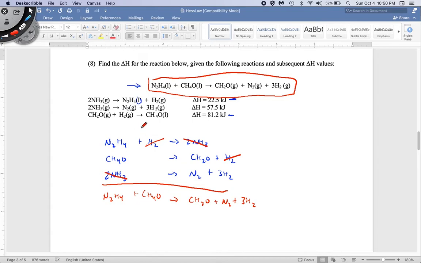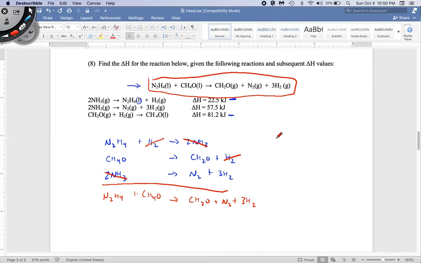Okay, so I've basically said that I can make this reaction happen in 3 steps. If I take some hydrazine and some hydrogen, I can make ammonia. And then I can take the ammonia and make N2 and H2s. And I can take some CH4O and turn that into some formaldehyde. So I can combine these 3 crazy things into one.